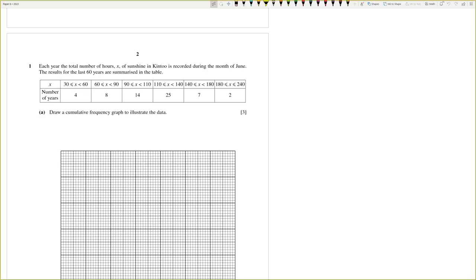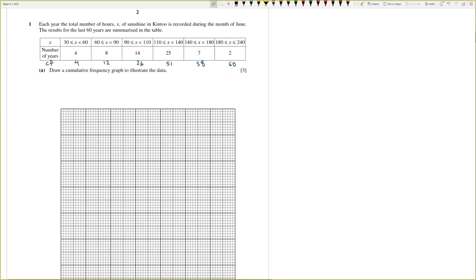we have a cumulative frequency graph. So we need to mention the CF first. So let's find out the cumulative frequency for the first class. It's going to be 4. This is going to be 4 plus 8, 12, followed by 12 plus 14, 26, 26 plus 25, 51, 51 plus 7 is 58, and 58 plus 2 is 60. Okay. Next.